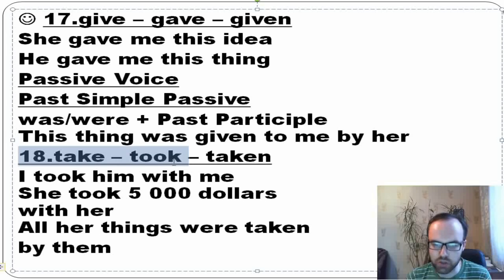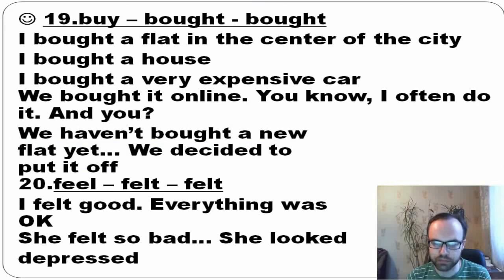18, take, took, taken. I took him with me. She took $5,000 with her. All her things were taken by them. Okay, next, two more ones before our revision. Okay, so buy, bought, bought. I bought a flat in the center of the city. I bought a house. I bought a very expensive car. We bought it online, I often do it, and you? We haven't bought a new flat yet. We decided to put it off. Put off means postpone it, or we decided to do it later.